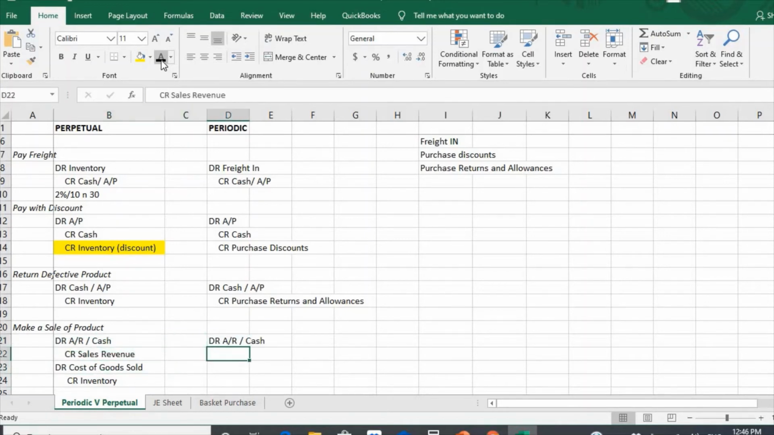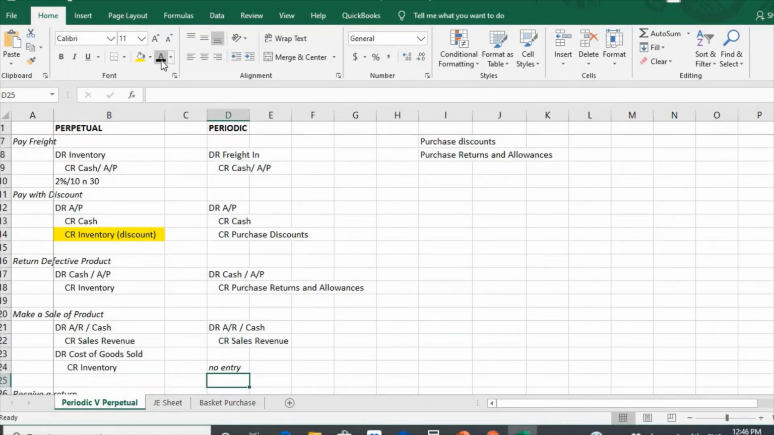Under the periodic system, all we would do is record the sales. We would not update inventory. So that means when we have a sale, inventory doesn't get updated in the periodic system in any way, shape, or form.